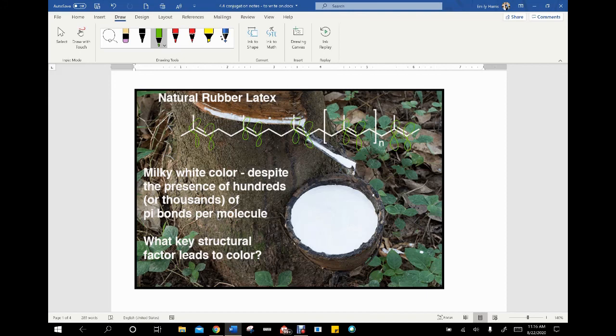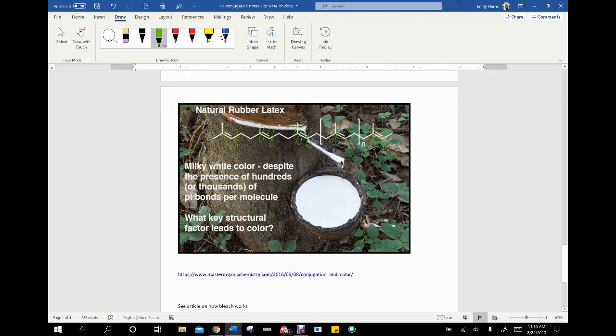So that lack of conjugation results in this natural rubber latex being really white and not having a bright color like orange or red or yellow. Now this is also interesting because this applies to stain removal. So if you've ever heard of OxyClean or some of your stain removers here.